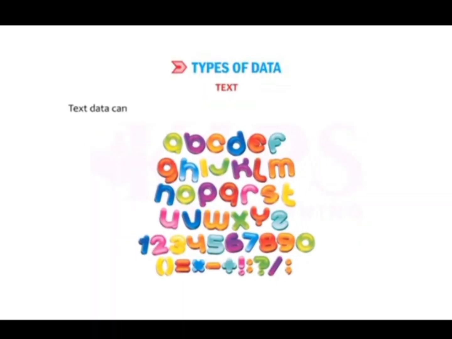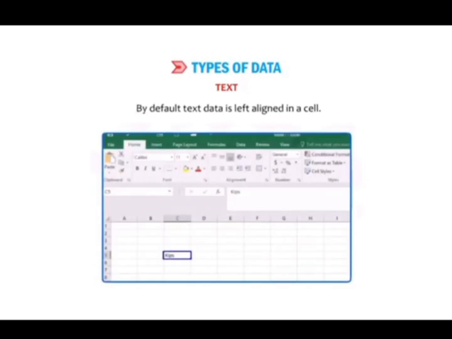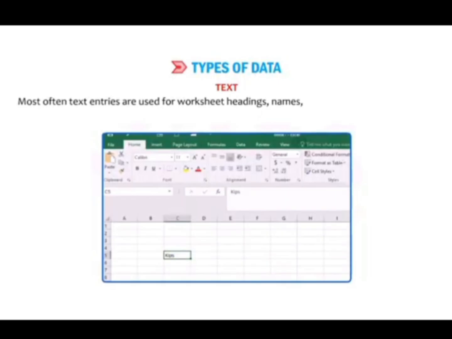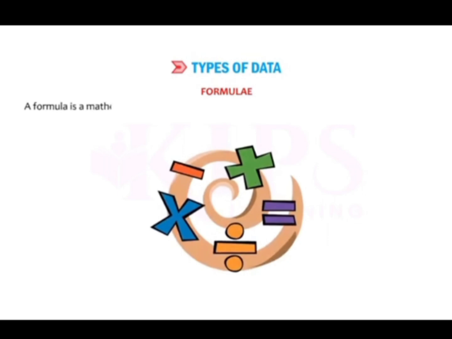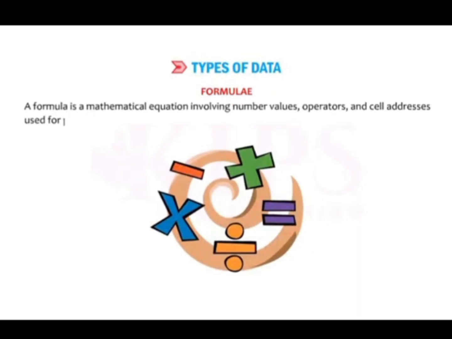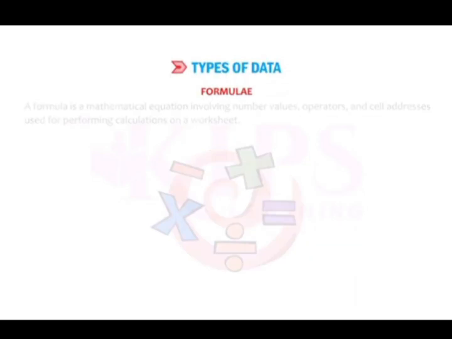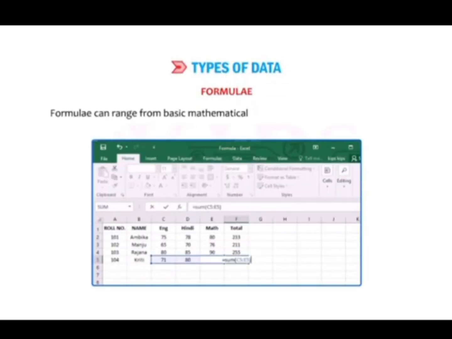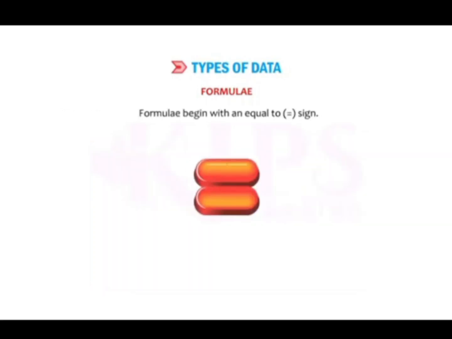Text. Text data can contain alphabets, numbers, spaces, and special characters. Text data is not used in calculation. By default, text data is left-aligned in a cell. Most often, text entries are used for worksheet headings, names, and for identifying columns of data. Formulae. A formula is a mathematical equation involving number values, operators, and cell addresses used for performing calculations on a worksheet. Formulae can range from basic mathematical operations to complex calculations. Formulae begin with an equal to sign.